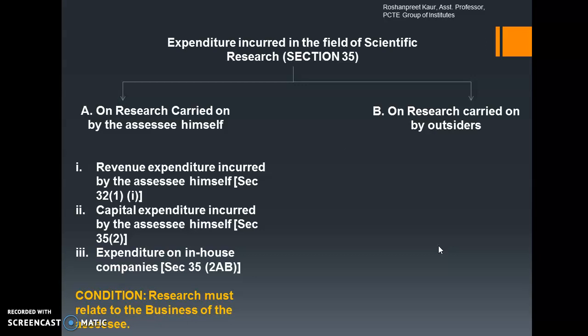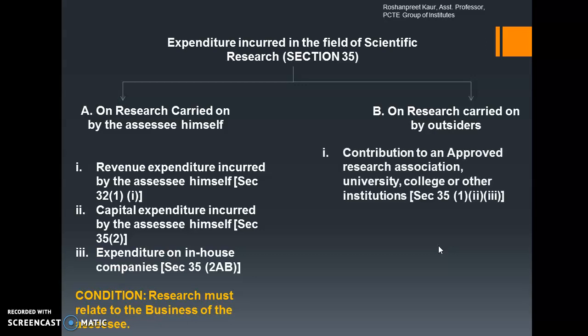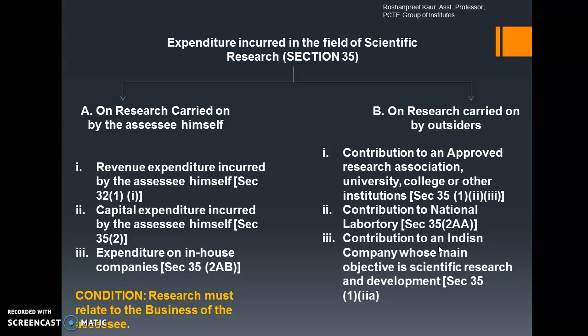While talking of the research carried on by outsiders, it can be a contribution to an approved research association, or any university, college, or other institution which is dealing in research. Second, the contribution can be to a national laboratory, and third, the contribution can be to an Indian company whose main objective is scientific research and development. Now, all these points actually have certain conditions.